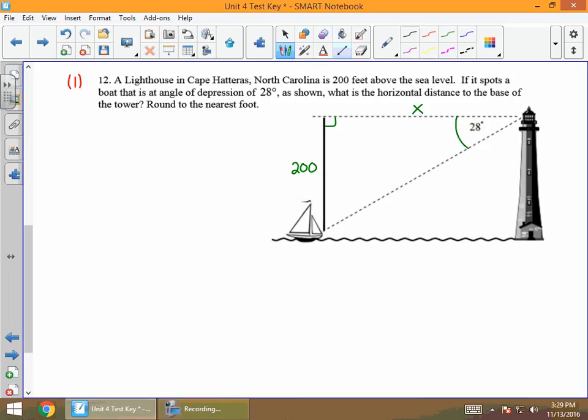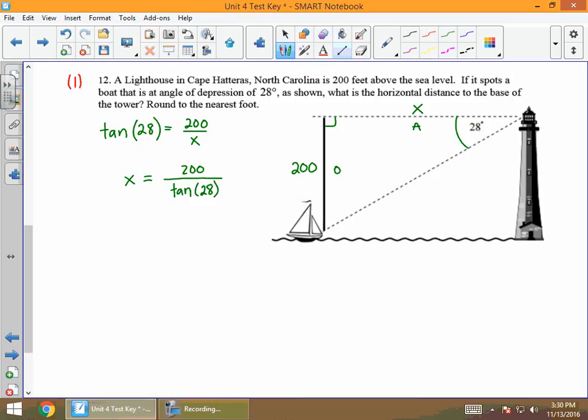So if this is my angle, 200 is opposite, and x is adjacent. So opposite and adjacent lets me know that I'm going to use the tangent. So the tangent of the angle, which is 28 degrees. So the tangent of 28 is equal to the opposite, 200, divided by the adjacent, which is x. Anytime you're dividing by the variable, you pull the old switcheroo here. So I'll switch tangent of 28 with my x. So x is equal to, my 200 is still on top. My new bottom is now the tangent of 28.